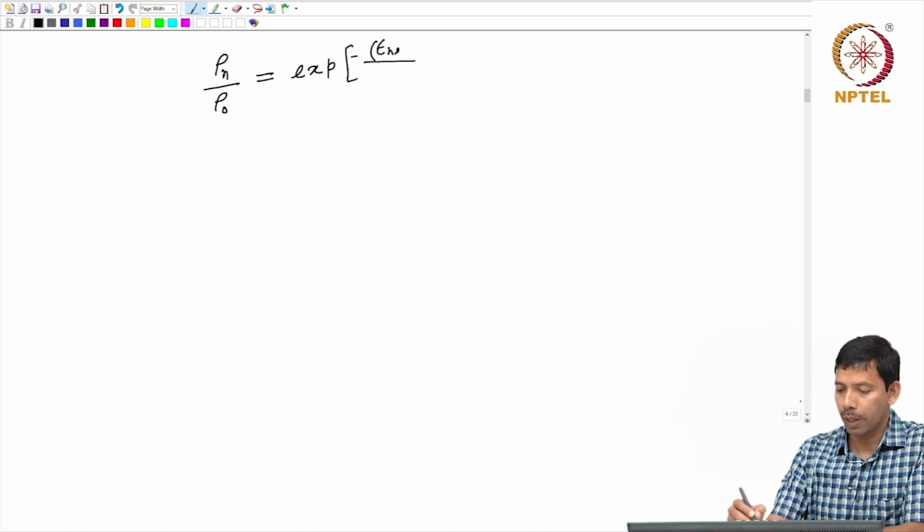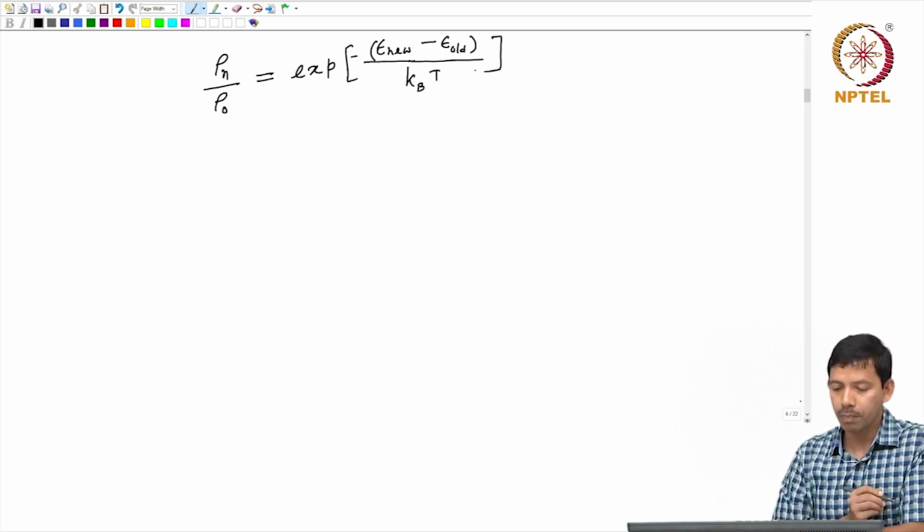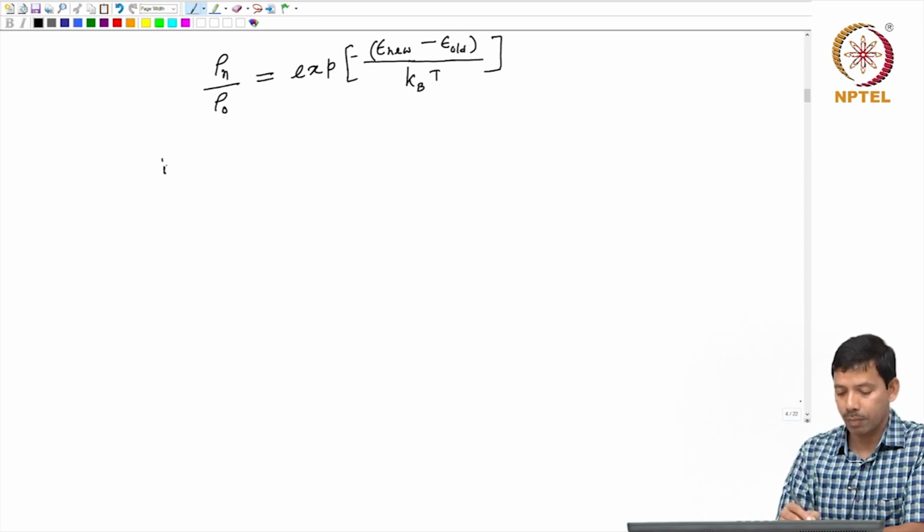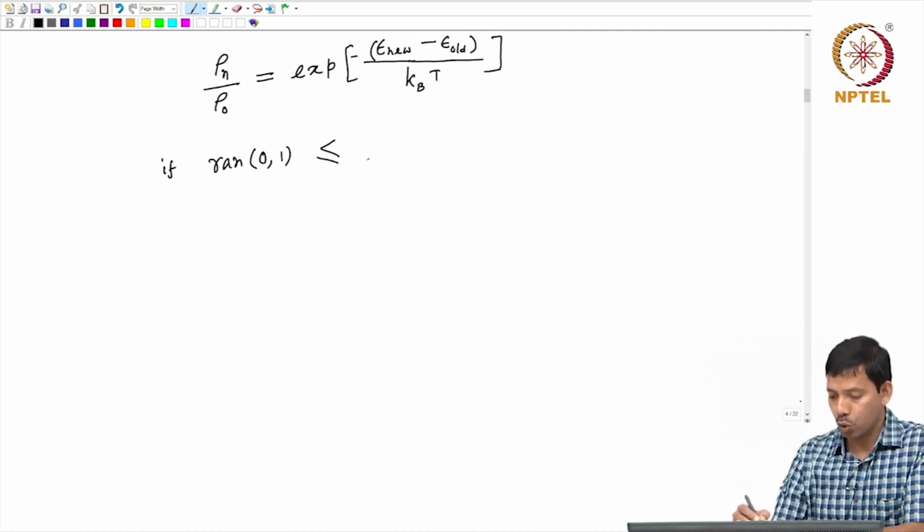I calculate this Boltzmann factor, and if my random number, so my random number is between 0 to 1, and then I compare this Boltzmann factor e to the power minus E new minus E old divided by kBT. I compare with this.